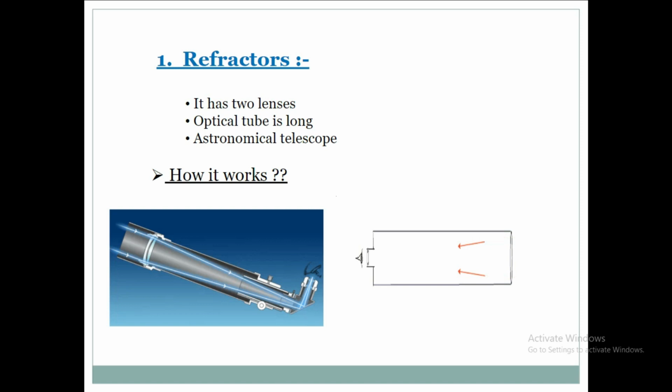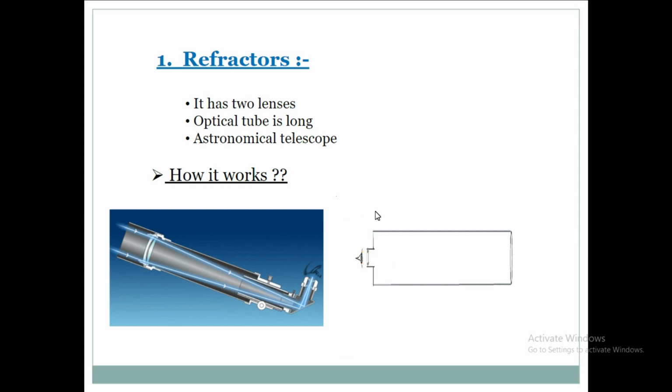Now let's discuss the first type of it, refractors. It has two lenses, one called the objective lens and the other called the eyepiece. Here is the objective lens and here is the eyepiece. In the refractor type, the optical tube is long. Here you can see this optical tube is pretty long.